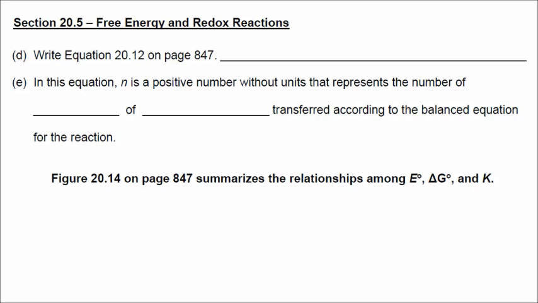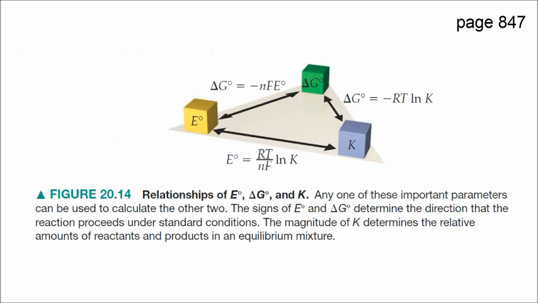On page 847, we have an equation that relates the delta G, the free energy, with the cell potential. In this equation, N is a positive number without units that represents the number of moles of electrons transferred according to the balanced equation for the reaction. On page 847, figure 20.14 shows the relationship between delta G, the cell potential, E, and the equilibrium constant, K. So all these equations are doing are relating these various properties of a reaction together.